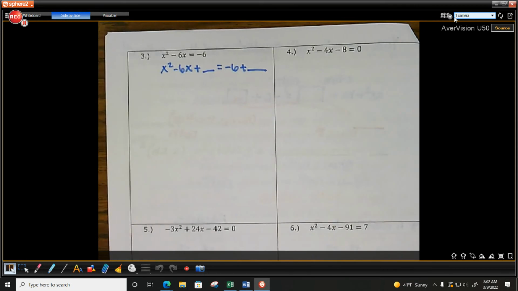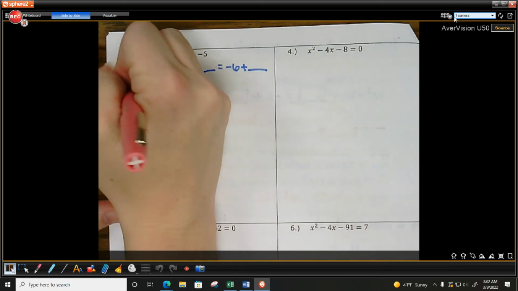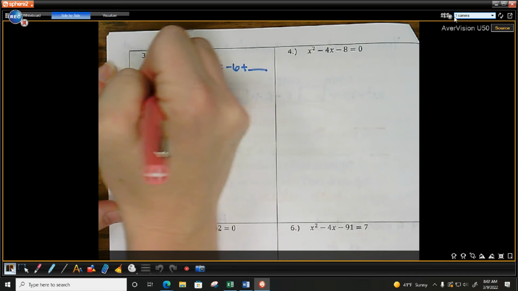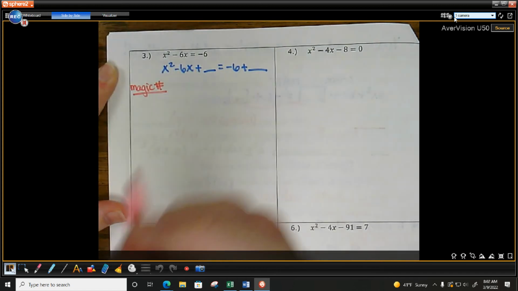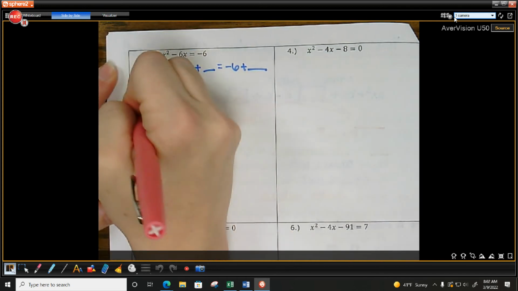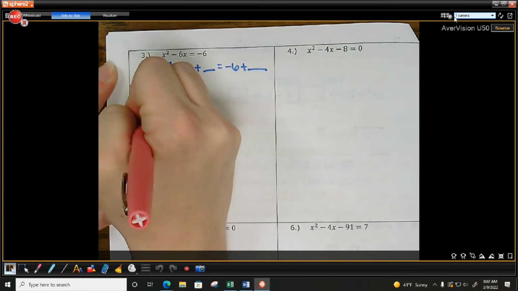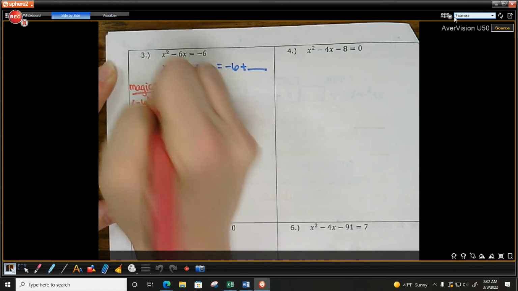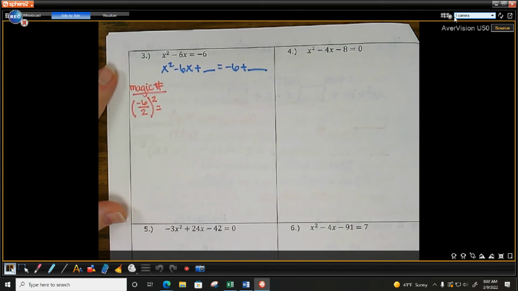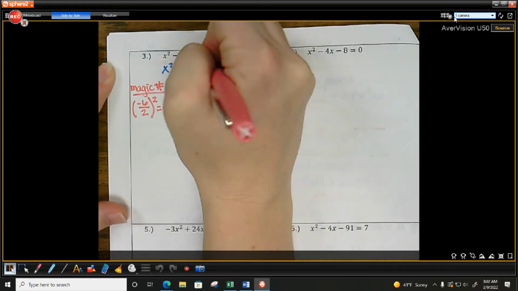So how are we going to find the magic number? We're going to do negative 6 over 2 squared. What's negative 6 over 2, squared? Positive 9. Remember, your magic number is always positive because a negative squared is positive. Don't leave right now. Wait till we're done. So I add 9 to both sides. Add your magic number to both sides.